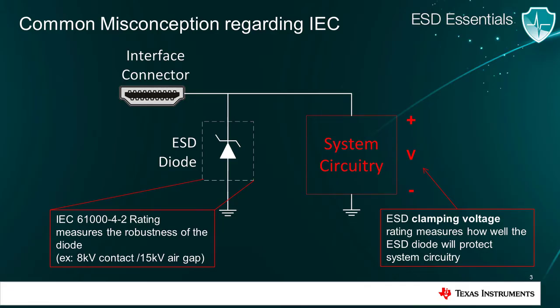Remember that an ESD diode is placed in parallel with the protected circuitry, so the clamping voltage is the voltage that will be dropped across both the diode and the downstream circuitry.